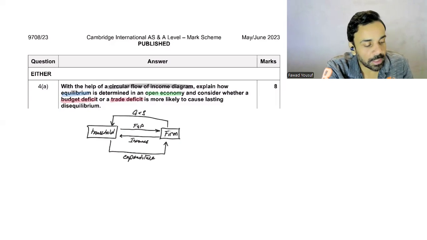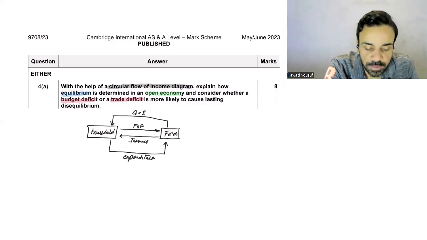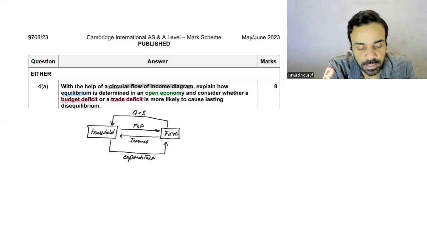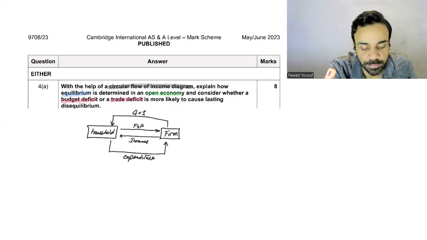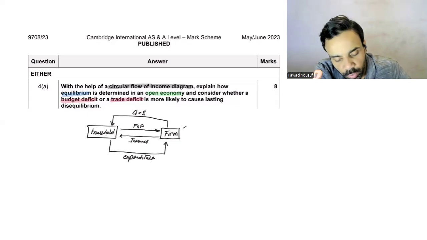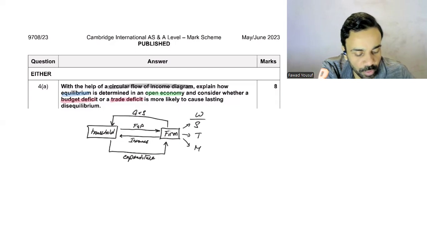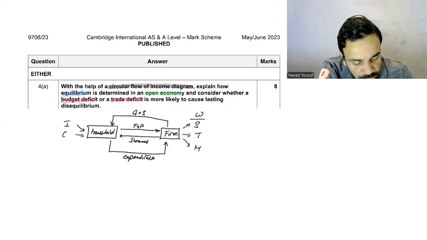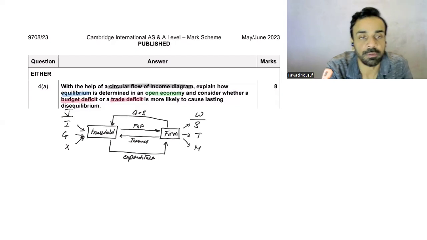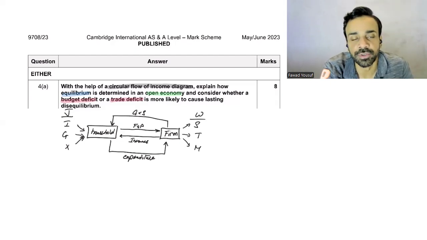ठीक है. उसके बाद जब ये लोग कहते हैं explain how equilibrium is determined, that would be the writing वाला part, but I would mention savings, taxes, and imports. Okay. These are our withdrawals. And in terms of injections, we have investment, government spending, and exports. These are our injections. Please don't do abbreviations.